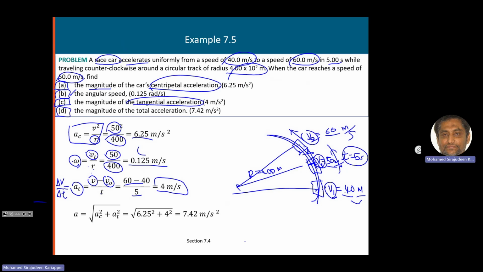What is the magnitude of the total acceleration? So we have this equation for the total acceleration, which is square root of the sum of the squares of tangential and the centripetal acceleration. We found centripetal acceleration in A, take that value, and we found the tangential acceleration in C, take that value, substitute, and we find the total acceleration. Okay, right. So that is done.